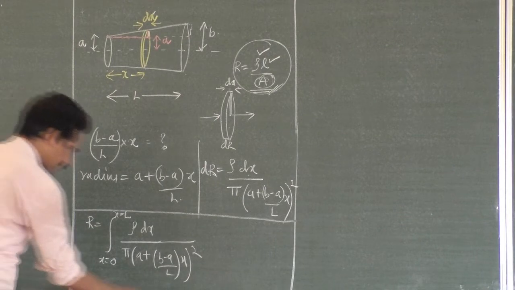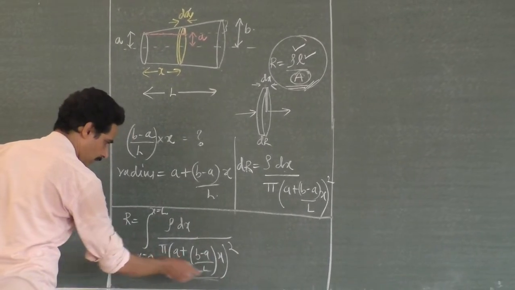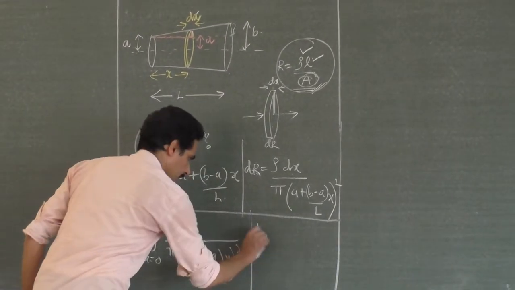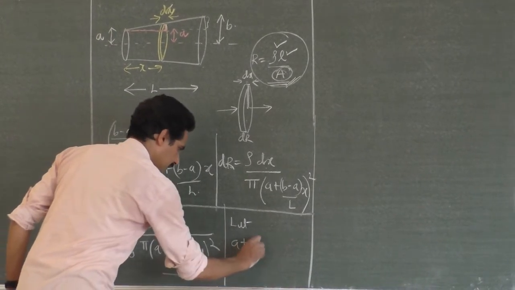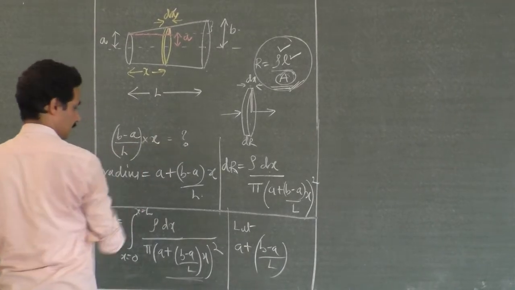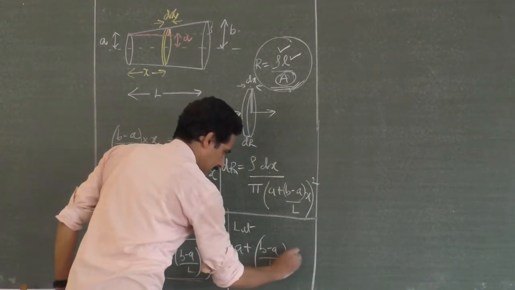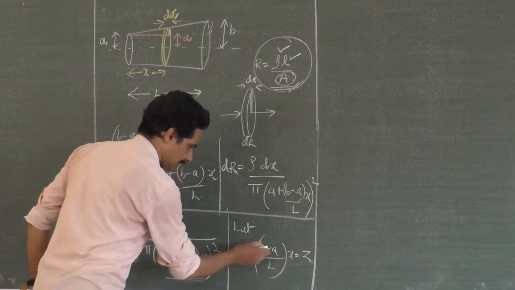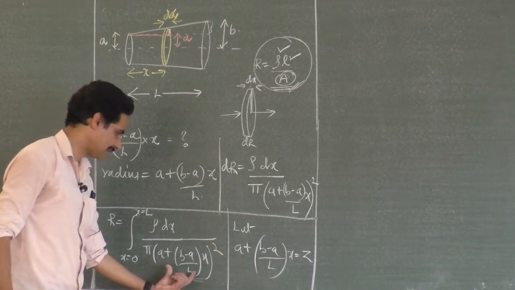Let us assume that this is a constant term. Of course, x is not a constant, but these are all constants. So why can't I take a + (b − a)/L · x, the extra length that I have, let it be equal to some variable z, because x is the only variable, all the other things are constants. Let it be taken as z. So this becomes pi z square.